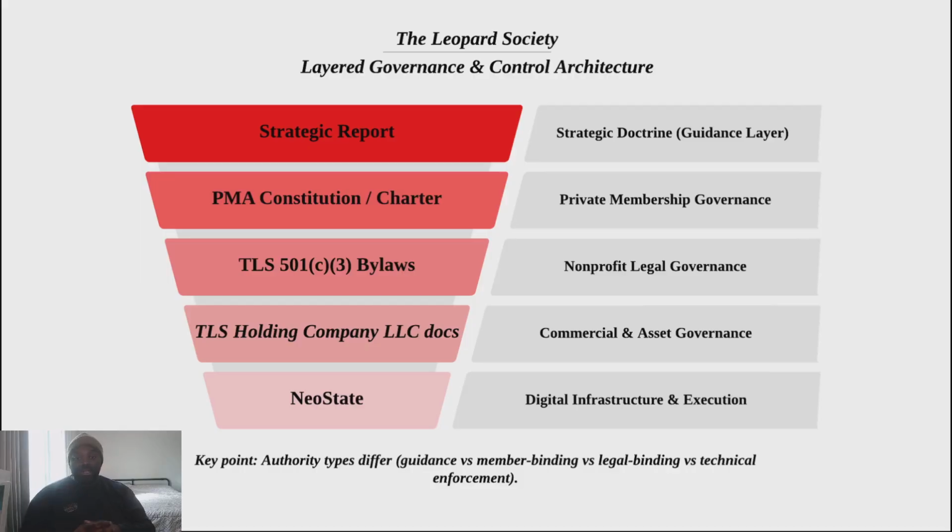There are 5 different layers: the strategic report, which is the strategic doctrine; the PMA Constitution Charter, which is for private membership governance; then the TLS 501c3 bylaws, which is nonprofit legal governance; fourth down, the TLS Holding Company LLC documents, which is for commercial and asset governance; and then the bottom layer, which I think is one of the most important, your NeoState, which is the digital infrastructure and execution.